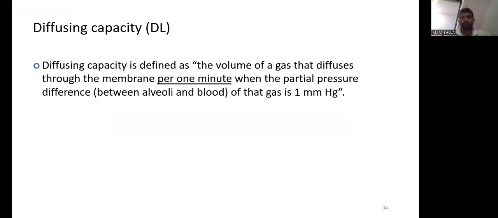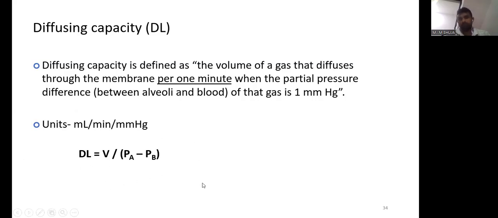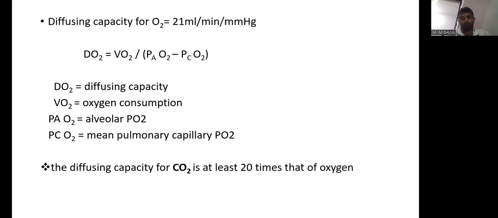Diffusing capacity is defined as the volume of gas that diffuses through the membrane per one minute when the partial pressure difference of that gas across the alveolar capillary membrane is 1 millimeter mercury. So the diffusion capacity is volume divided by the partial pressure difference. The diffusion capacity for carbon dioxide is at least 20 times more than that of oxygen.